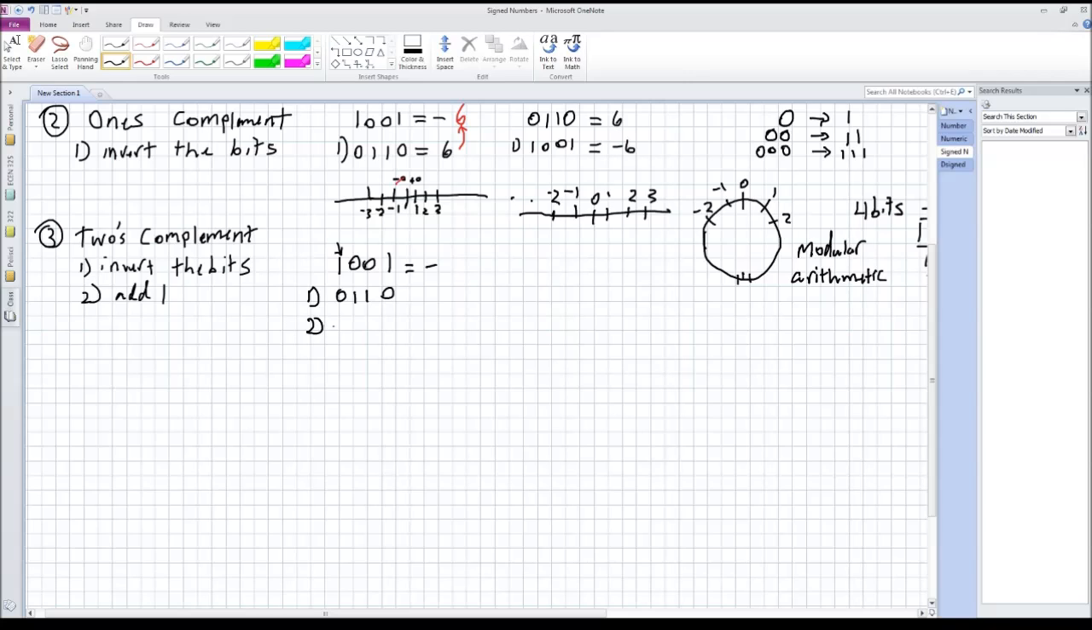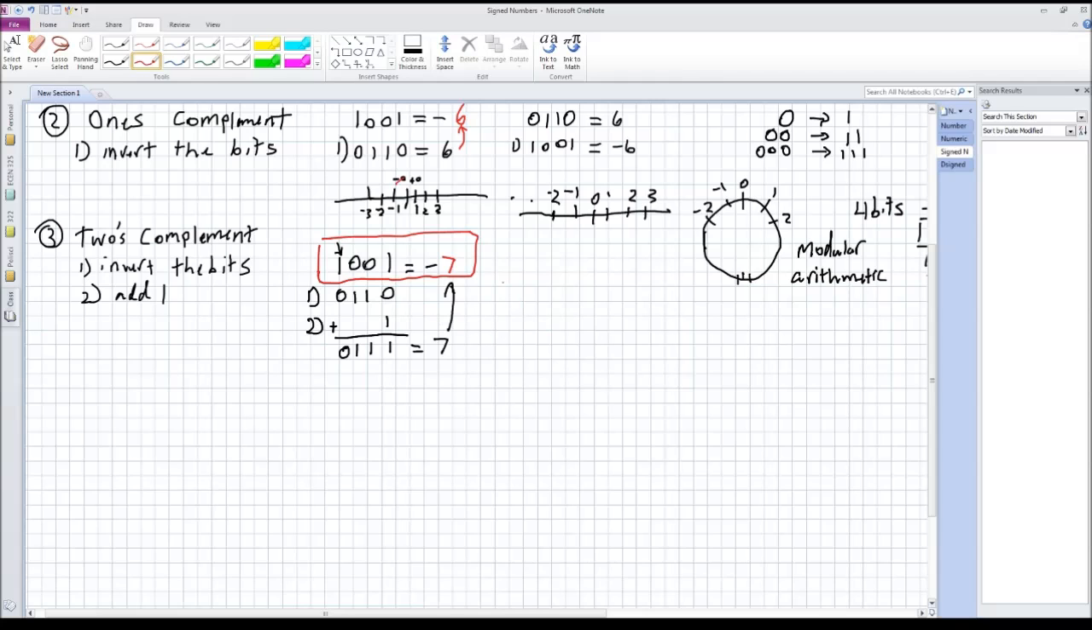Now let's do step 2, which is add 1 to it. So 0 plus 1 is 1, 1, 1, 0. So this is equal to 7. Okay, awesome. Now we can just move this 7 up here. So now we get negative 7 as this number. So this number actually equals negative 7.